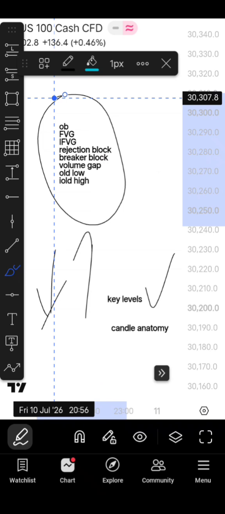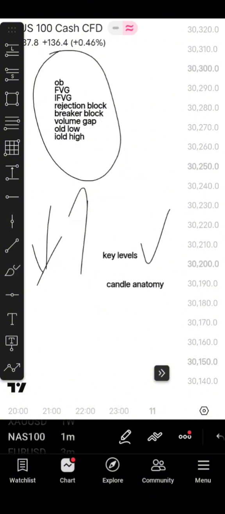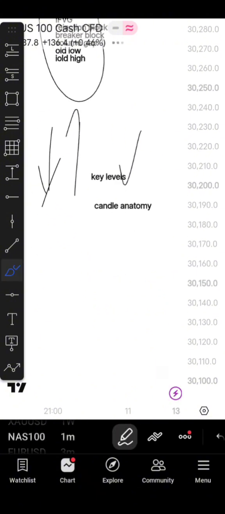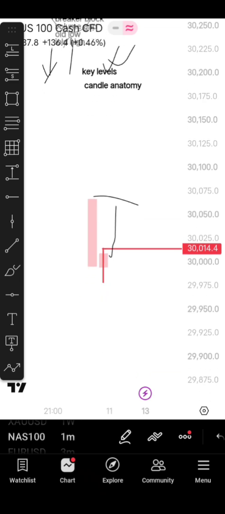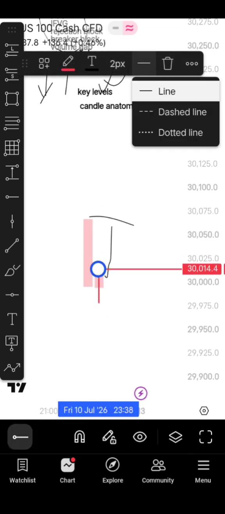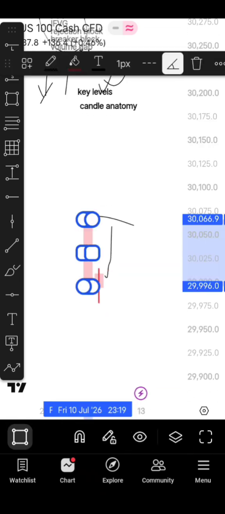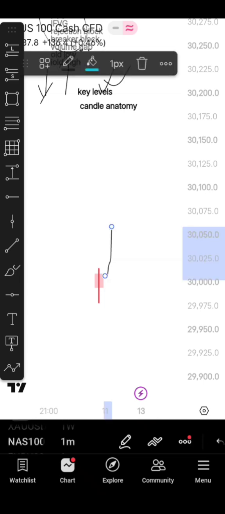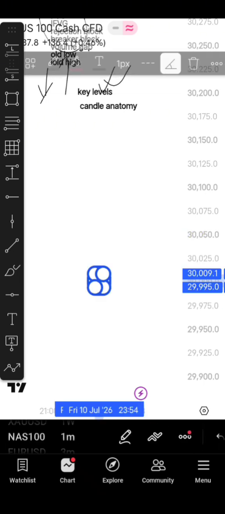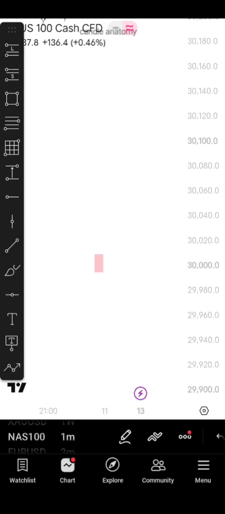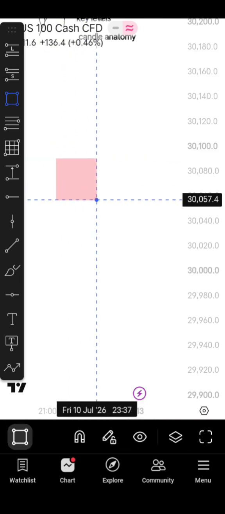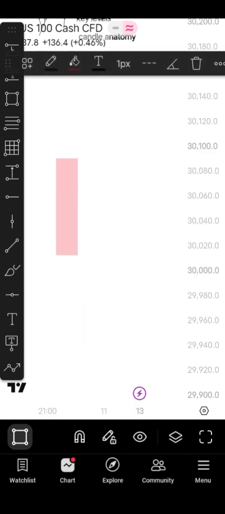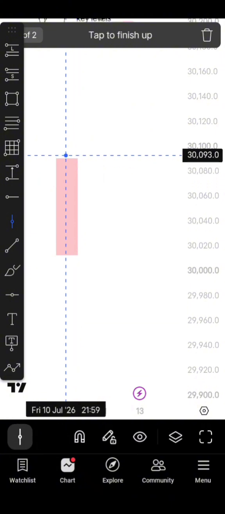So now let's move to the first topic, which is key levels. How are you going to use the key levels? For example, I will show it here. Let me erase this. For example, you have a candle here.